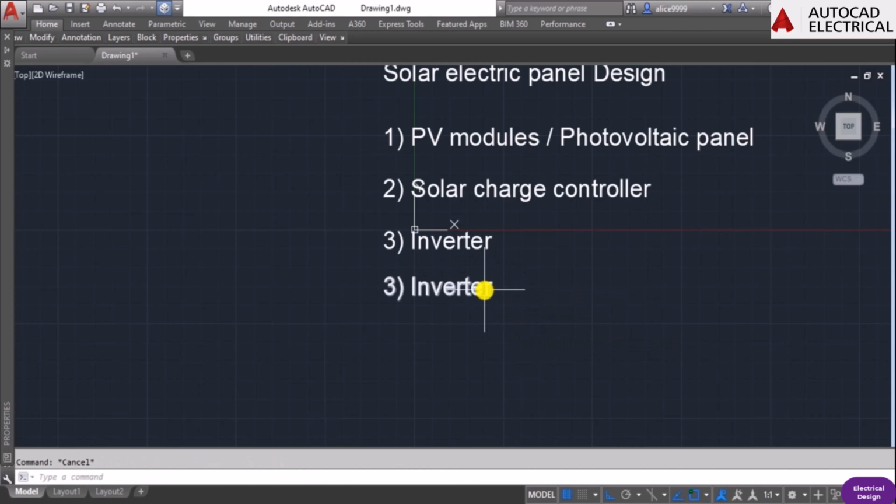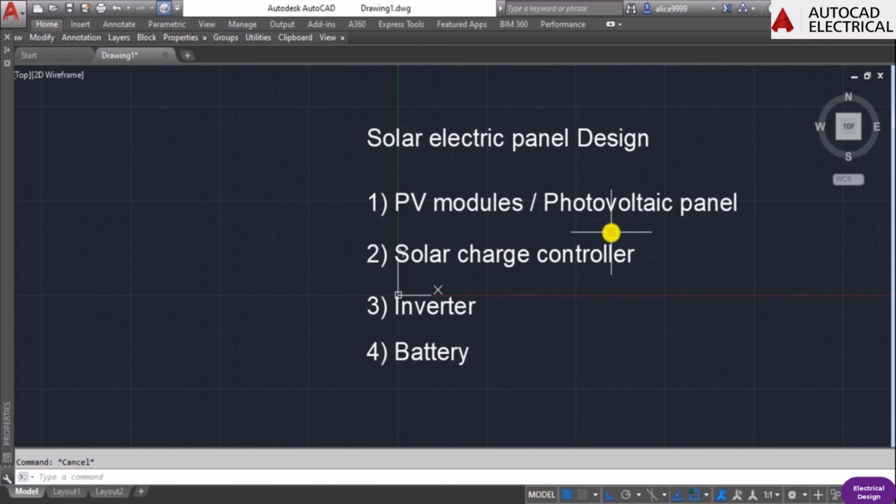The next part is the battery. The battery stores the energy for supplying to electrical appliances when there is a demand. It means when there is a demand by the appliances or by any flat, the battery gives the power to those particular appliances. So the battery is important, and the design of the battery bank is also important in the case of solar electric panel design.